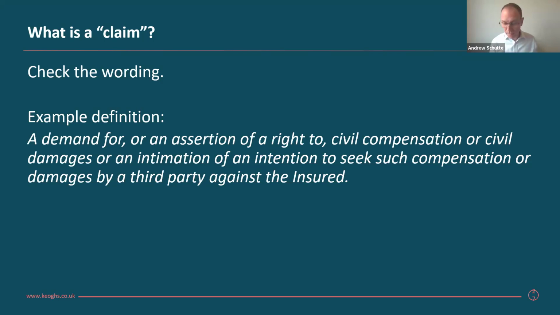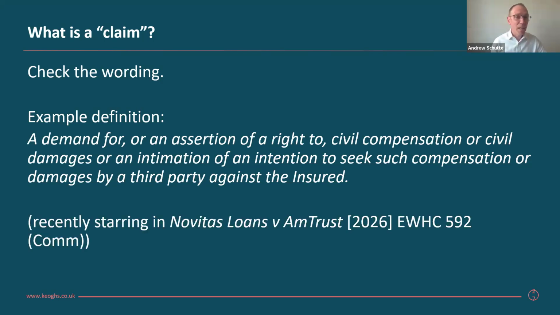That's the popular formula. In fact, it is the formula used in Novitas Loans v AmTrust, which has only just come out. That's a case about litigation funders. And it's got a whole load of stuff in there about solicitors PI, if you're interested. Anyway, that's the definition used there. And it's more or less in line with the common law definition of a claim. So if there is no definition, we still normally think that assertion of a right is a good working rule of thumb for what a claim means.